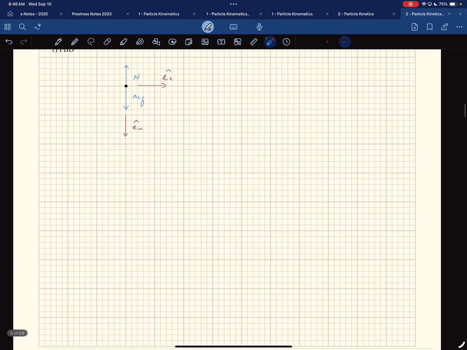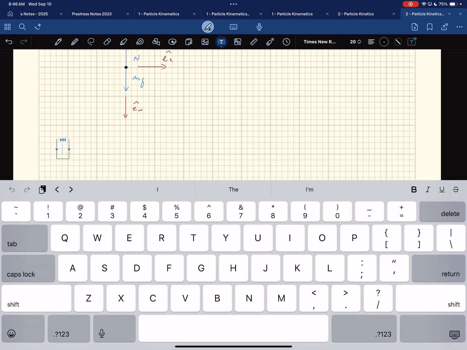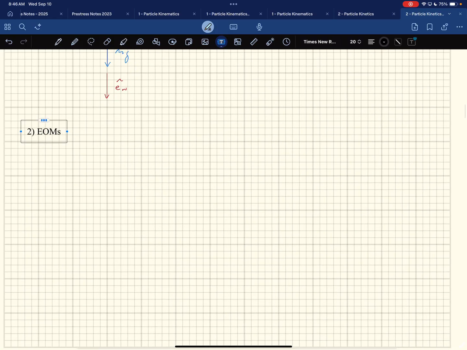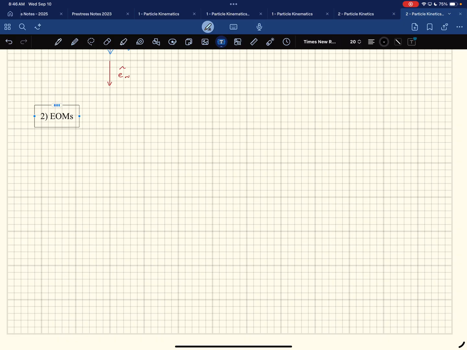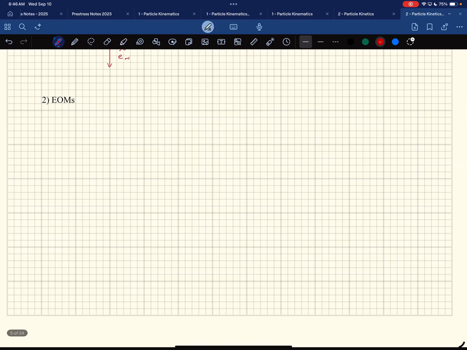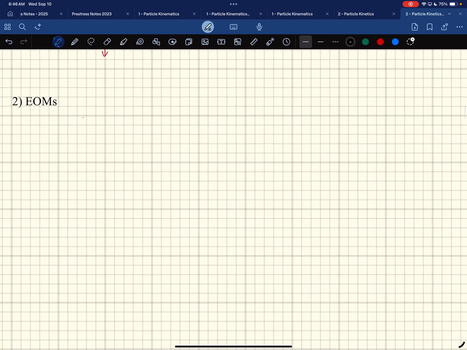Step two is equations of motion, EOMs. We don't have to transfer them into other coordinates or look at different components because they line up. So you just come down and look in the different directions. So I look in the t direction.